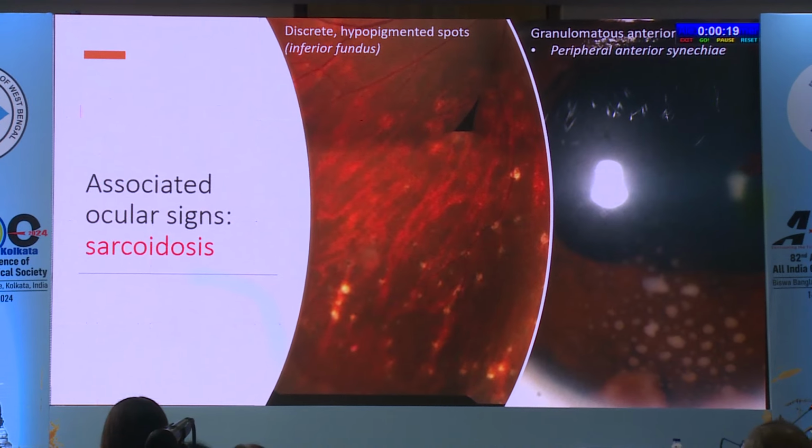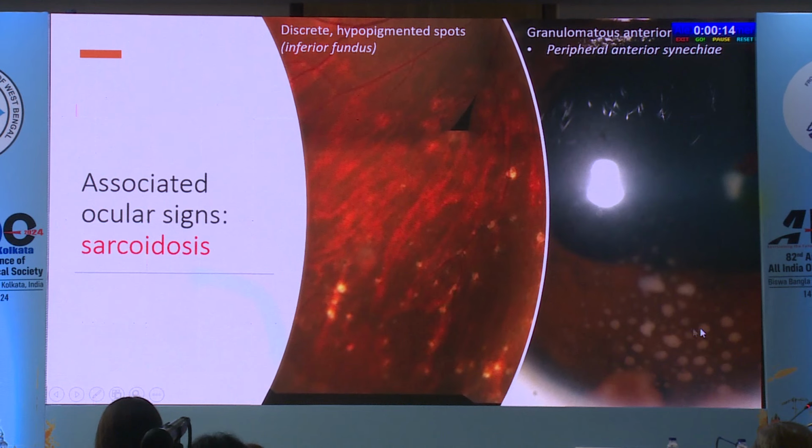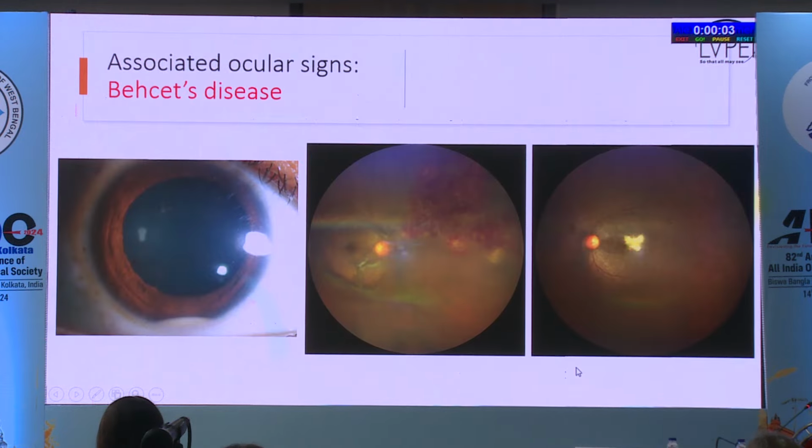These are features of sarcoid that you should look for in a patient of retinal vasculitis. In the inferior and nasal fundus, you typically see these discrete hypopigmented spots, and in the anterior segment you may find the granulomatous anterior uveitis with peripheral anterior synechiae.